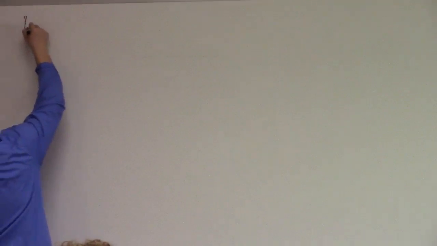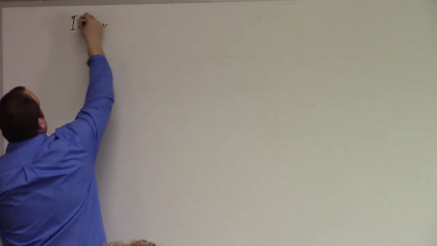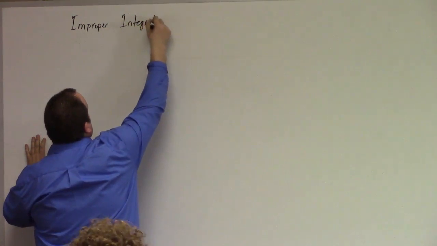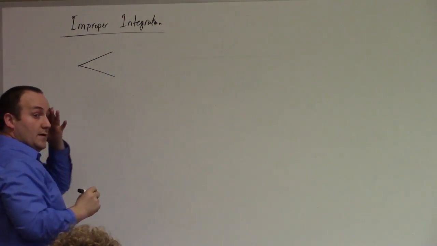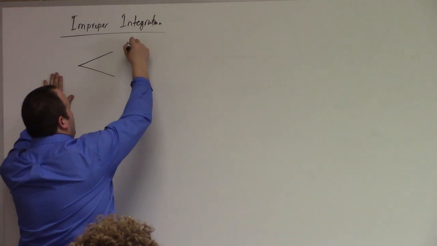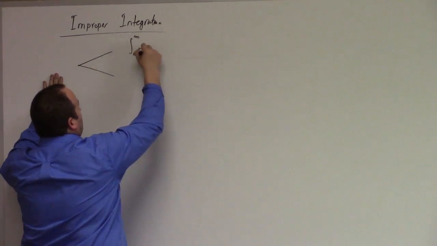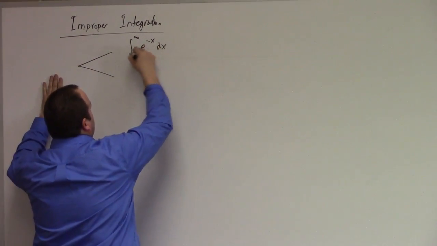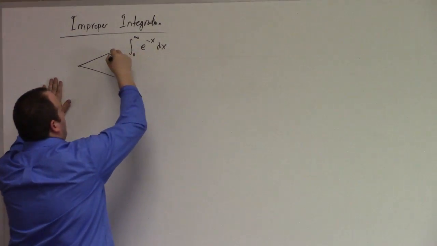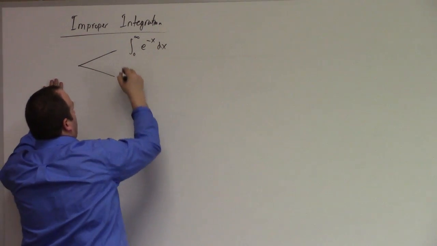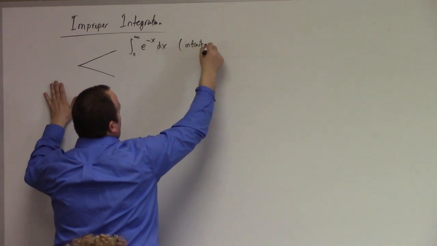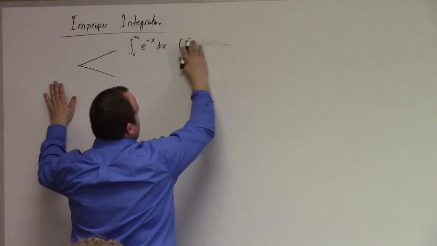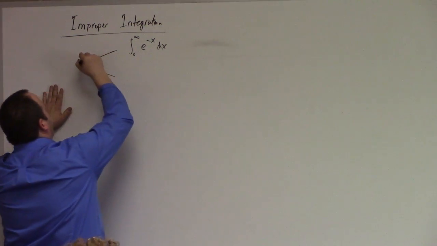Okay, so improper integration. There are two kinds of improper integration. There are the ones that are just manifestly improper, something like the integral from 0 to infinity of e to the minus x dx. So here you have infinite bounds. More to the point, we have improper bounds.